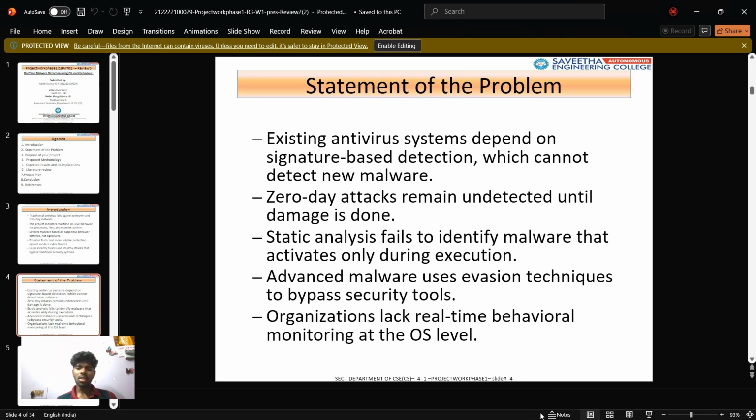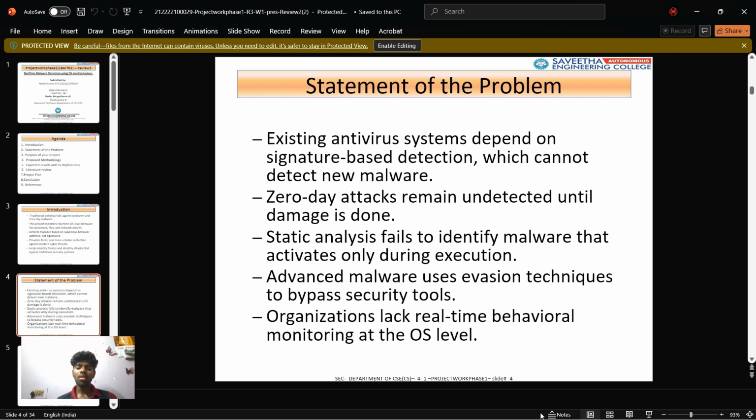So now let's check the statement of the problem. Existing antivirus systems depend on signature-based detection, which cannot detect new malware. Zero-day attacks remain undetected until the damage is done. So this was the main thing that we focused on in this project. Static analysis also fails to identify malware that activates only during execution. That's the biggest drawback in traditional malware systems. But our system can detect the attack while the process is ongoing.